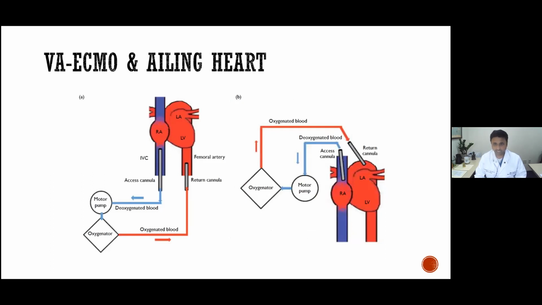It is postulated in part that the deleterious effects of VA ECMO on the ailing heart result from the fact that it relies on retrograde flow through the aorta to provide circulation, especially proximal to the outflow or the return cannula. This is most pronounced in the peripheral configuration that you see on the left, but also to a lesser extent happens in the central configuration.